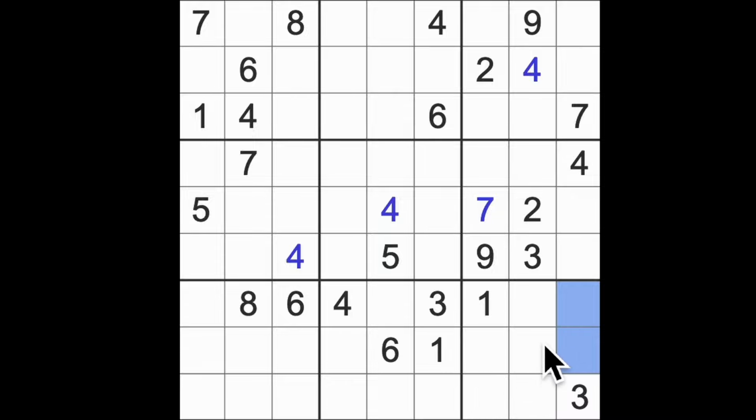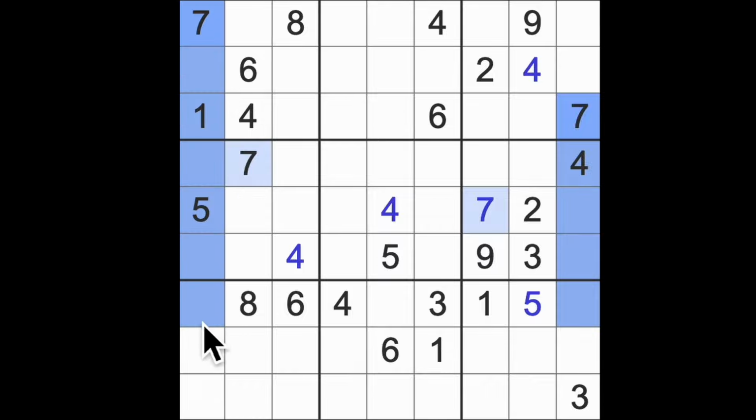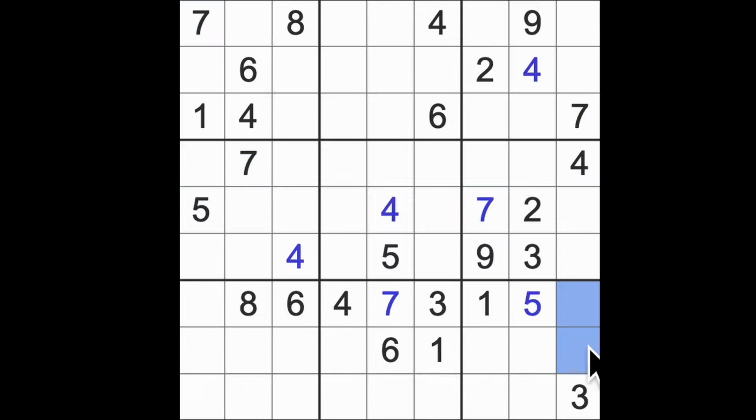So, okay, this is 2 and 9. Now we've got 5 blocking this square, 5 blocking this square, so that's going to be a 5. And 2, 9, 7 blocking this square, 7 blocking this square. There's our 7. So this is 2, 9, so that is going to be 2, 9 over there as well.